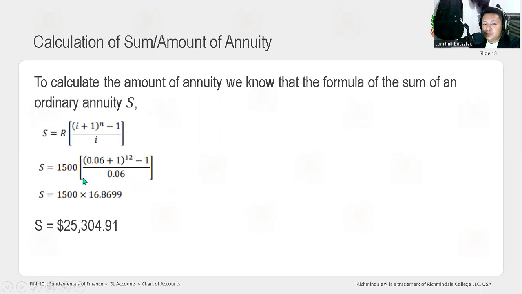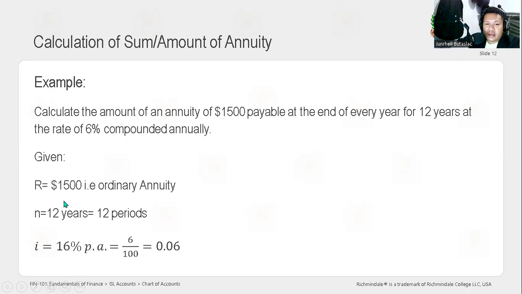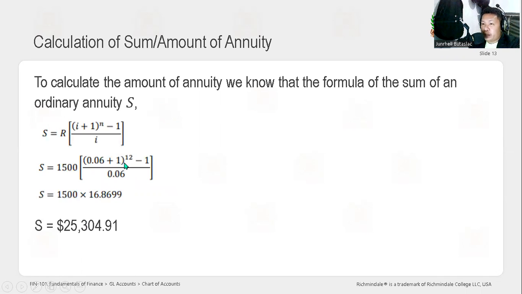So here, I is 0.06 plus 1, as given. Then what is our n here? It's 12 years, so it will be raised to the power of 12, minus 1, over I, which is 0.06.